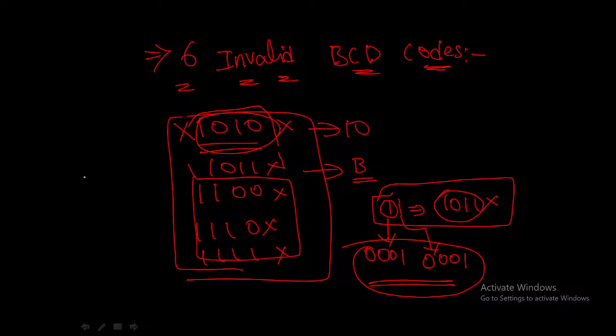There are basically 6 invalid cases in the BCD representation. Okay, now how to convert any BCD number into a binary number? So how to convert a BCD to binary?